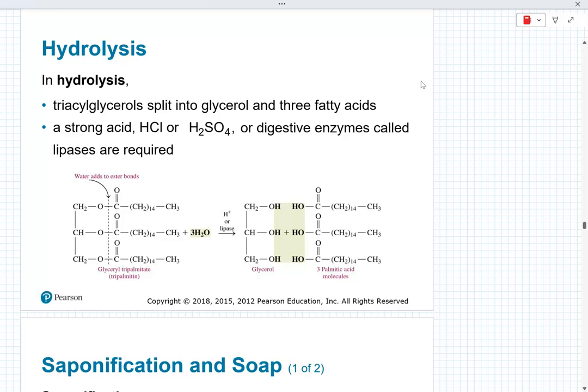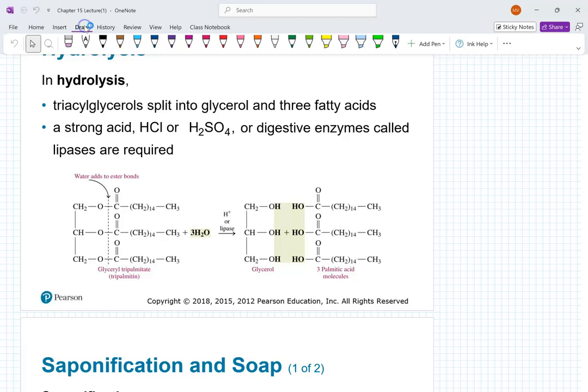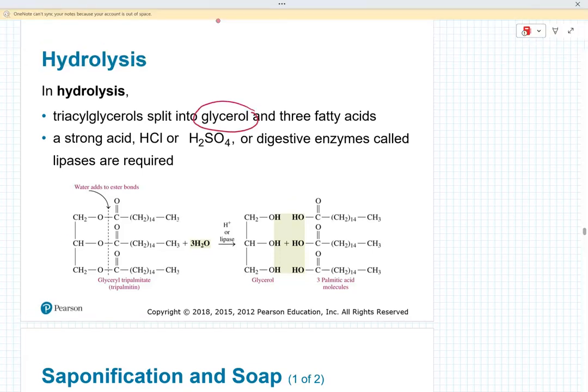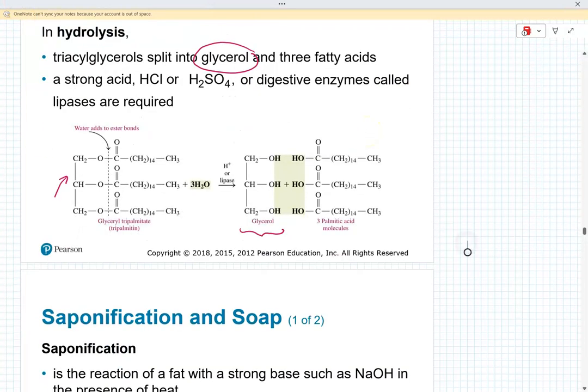So you can hydrolyze, you can break down triacylglycerols, basically fat, into glycerol, this alcohol, and 3 molecules of fatty acids. It has to be done, since we're talking about hydrolysis.